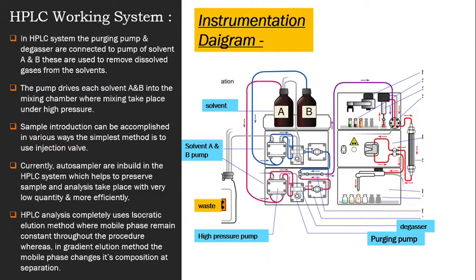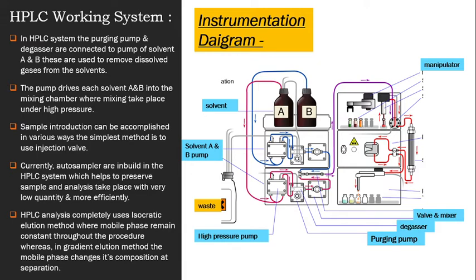The purging pump is filled with inert gas, which helps us to remove the impurities in the solvent. The pump drives each solvent, A and B, into the mixing chamber, where mixing takes place under high pressure. Sample introduction can be accomplished in various ways. The simplest method is to use the injection valve. Currently, autosamplers are built into the HPLC system, which helps us to preserve the sample, and analysis takes place with very low quantity and more efficiently.